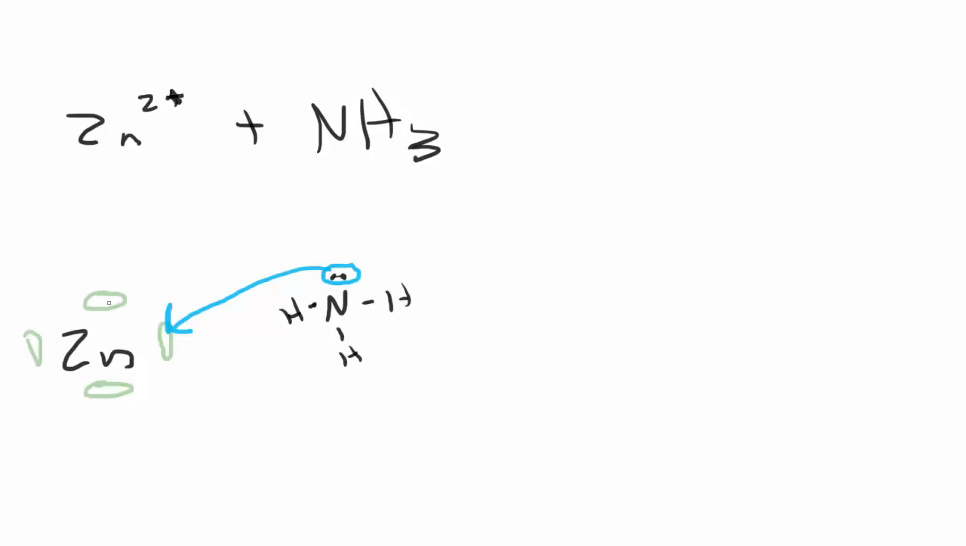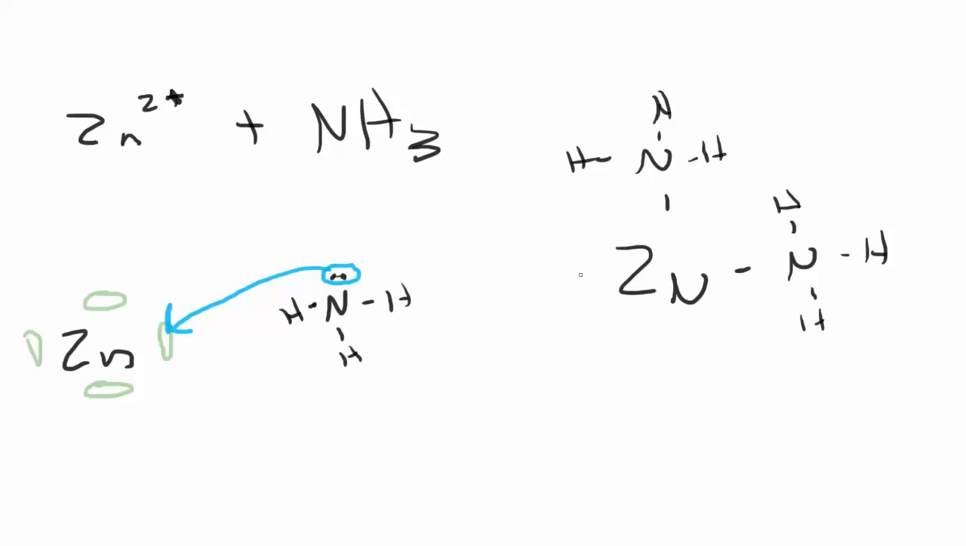But since zinc has 4 empty spots, it's not just going to be one molecule of ammonia doing this, it's going to be 4 of them. And so what you'd end up with is a zinc ammonia complex where you've got basically ammonia coming off from all 4 sides of the zinc like this. And this is a pretty common Lewis acid-base reaction. So what's the acid and what's the base when these metal ions react like this with things with electron pairs?